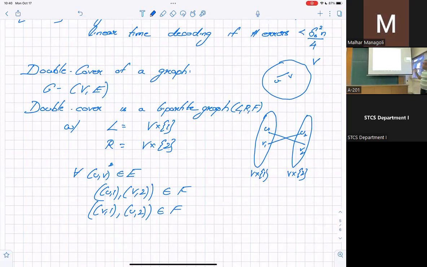Notice the double cover maintains the degree of the graph. The number of vertices is doubled, and the number of edges is also doubled. Every edge appears twice.